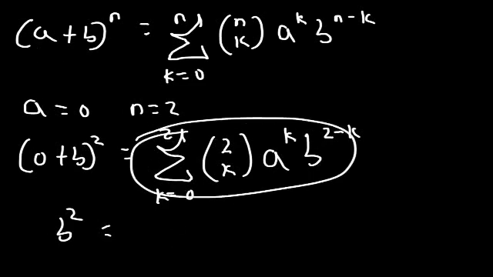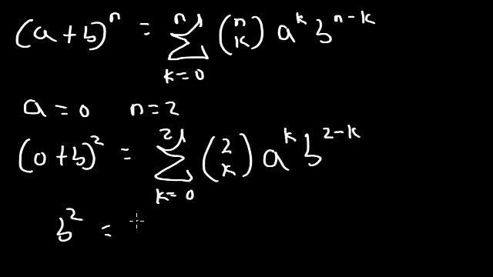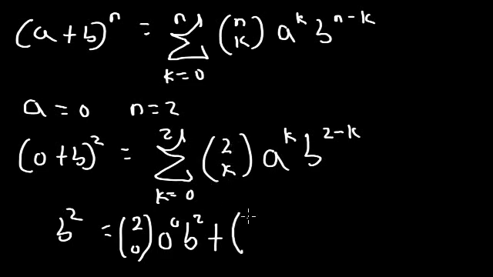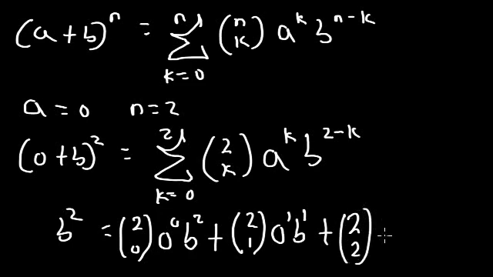Notice that if we simplify this, when k is 0, we have 2 combination 0, a is 0, 0 raised to the power of 0, b raised to the power of 2 minus 0, which is 2. Plus, the summation means adding them up. When k is 1, 2 combination 1, a is 0, 0 raised to the power of 1, b raised to the power of 2 minus 1, that's 1. When k is 2, we have 2 combination 2, a is 0, 0 raised to the power of 2, then b raised to the power of 2 minus 2.